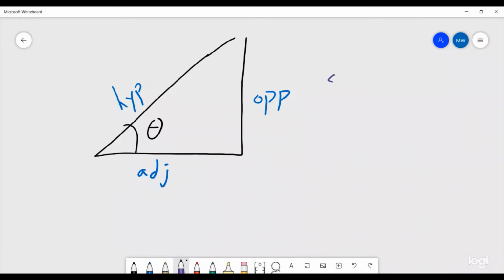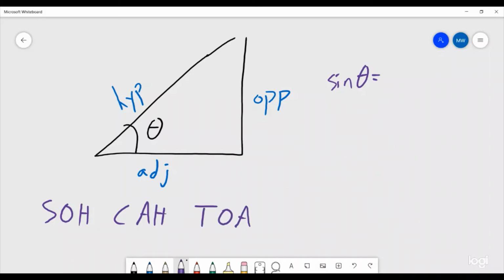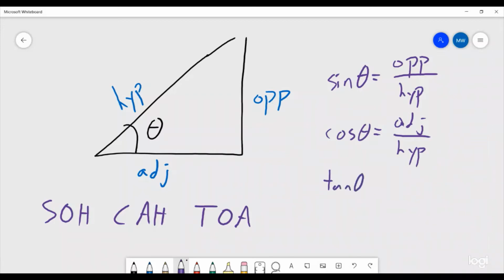We might remember that sine of theta, well, if you remember this acronym, SOHCAHTOA, this is a way to remember it. If you don't remember this, you can just memorize the definitions. Sine is going to be opposite over hypotenuse. Cosine of theta is going to be adjacent over hypotenuse. And then tangent is going to be opposite over adjacent.